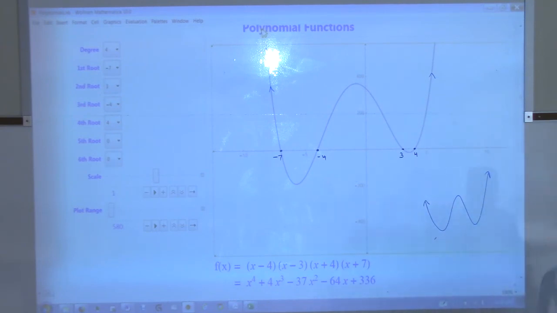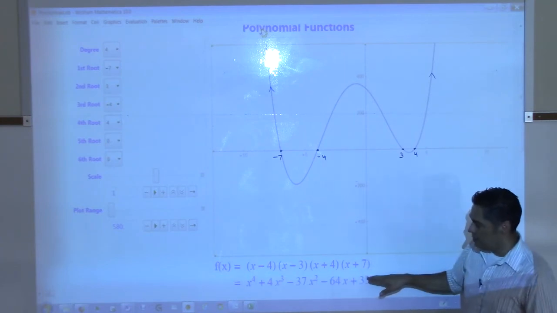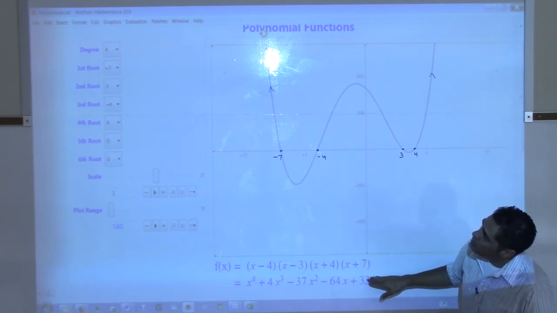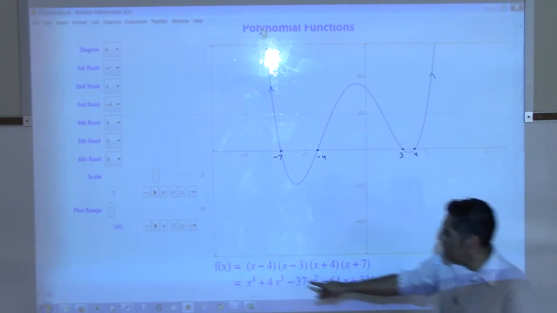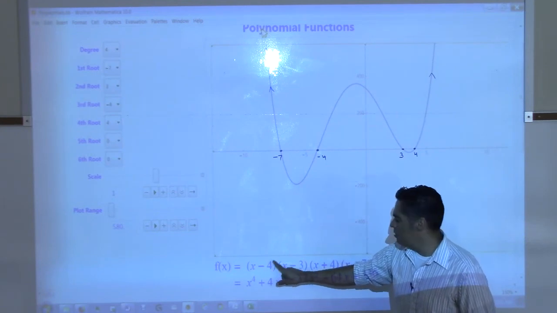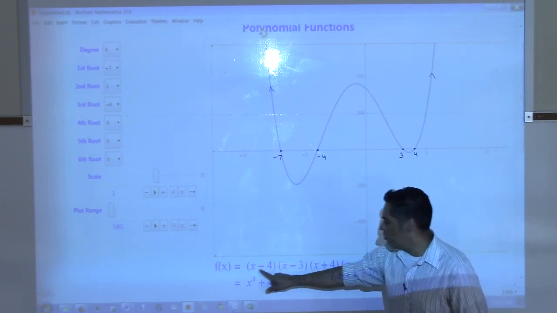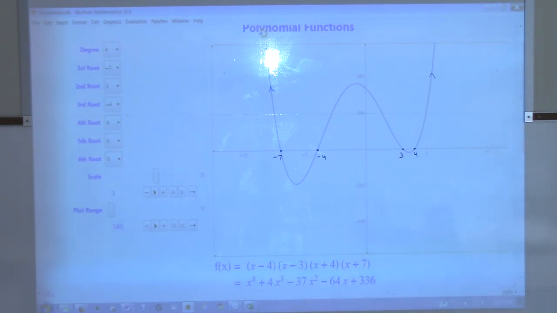Okay, so I'm going to change one thing on this graph, just one small little detail, and I want you to see what an impact it has. I'm going to change the function just slightly. I'm going to make this right here an x minus 4 squared. So I'm going to throw an additional x minus 4 into this. And I want you to look at the graph and see what happens.